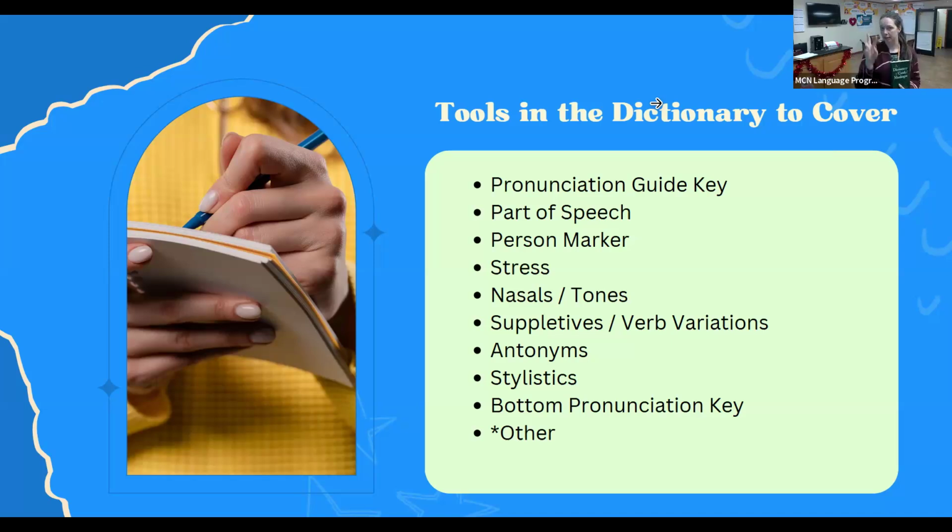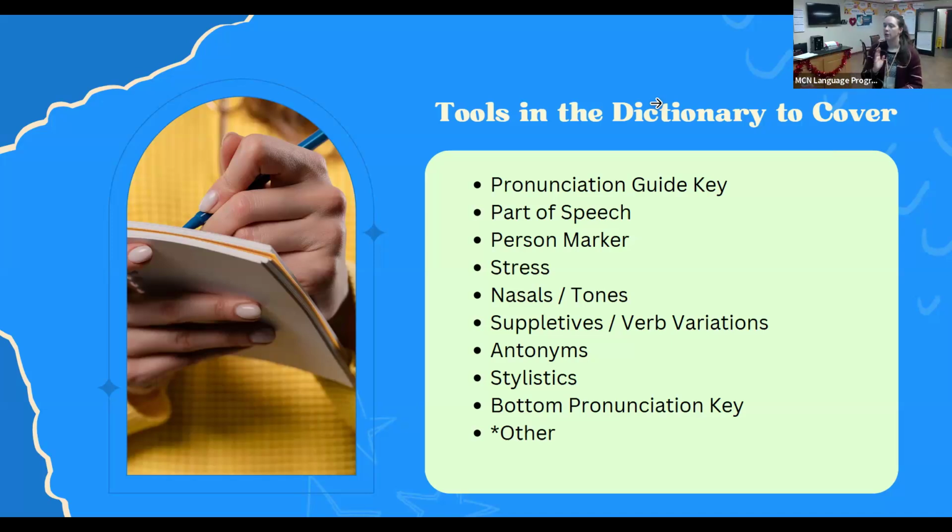Antonyms, which are opposites, your opposite words. And then stylistics, this is going to be like small other information that might be important to know. The bottom pronunciation key, and then other basically just means if you have questions.